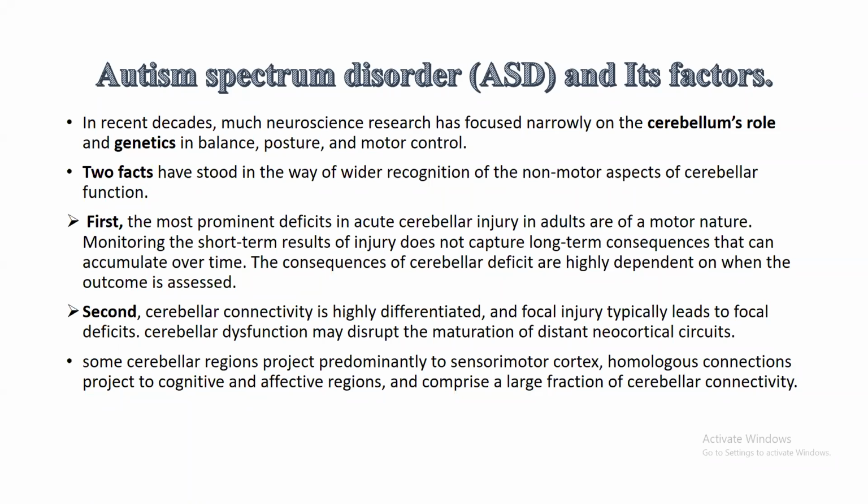And in the last paragraph, some cerebellar regions project predominantly to sensorimotor cortex, while homologous connections project to cognitive and affective regions, and comprise a large fraction of the cerebellar connectivity.